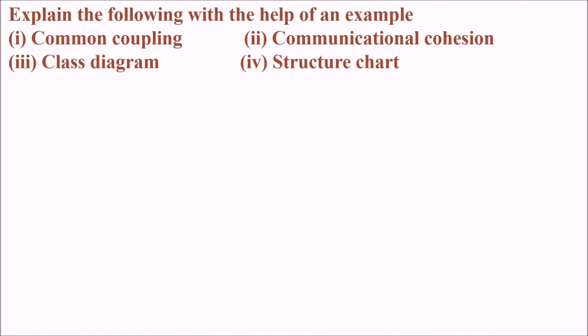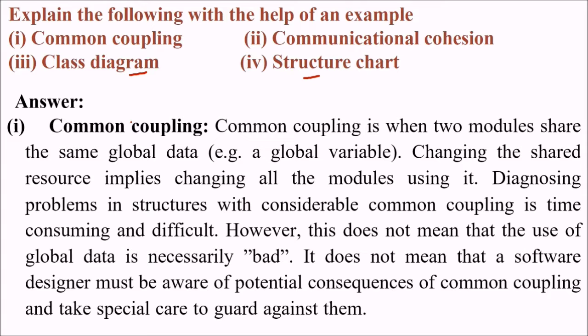Explain the following with example. Common coupling, communicational cohesion, class diagram, and structure chart. What is common coupling? Common coupling is when two modules share the same global data or global variables.